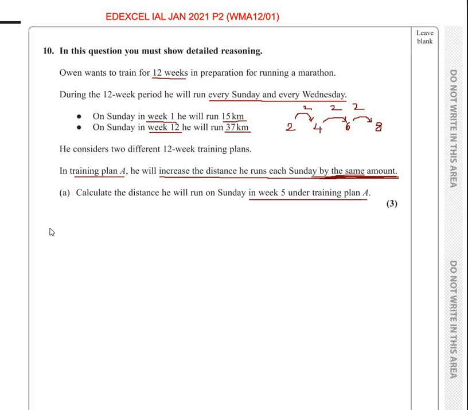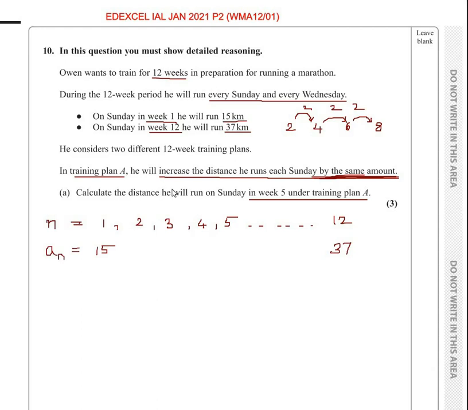So let us write down the number of weeks. Let us take it as n. So the number of weeks he runs is 1, 2, 3, 4, 5 and so on, for 12 weeks he is going to run. In week 1, he runs 15 kilometers. Then for week 12, he runs 57 kilometers. So let us take this as a_n.